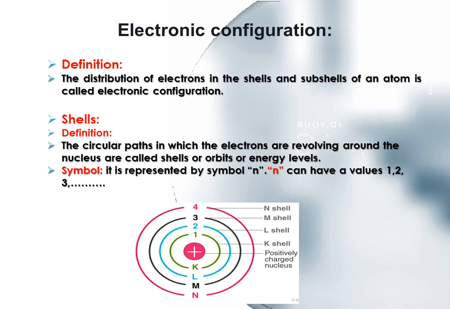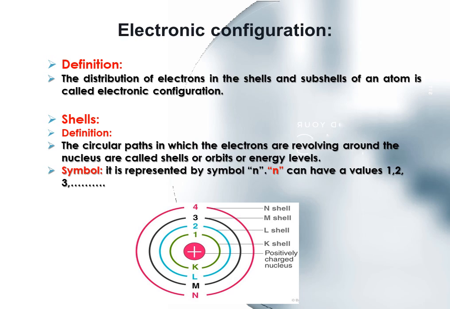For example, in class, the teacher arranges the students in different rows. Each and every student has their own seat, and all the students sit on their own seats. Same like that, scientists arranged the electrons in the shells and subshells of an atom, and that is called the electronic configuration of an atom.